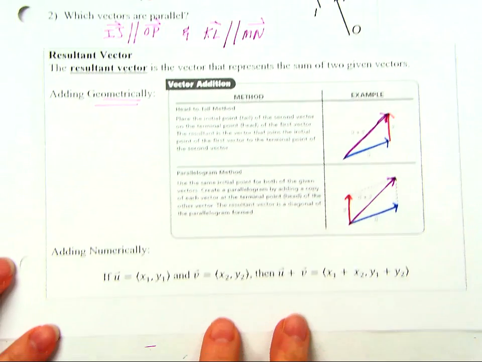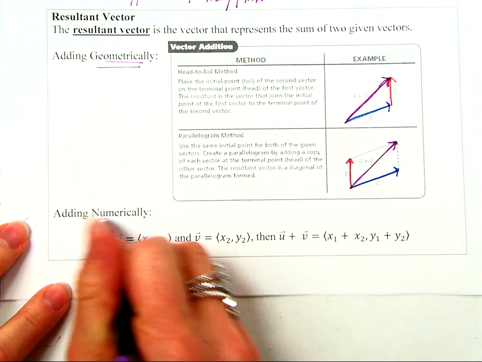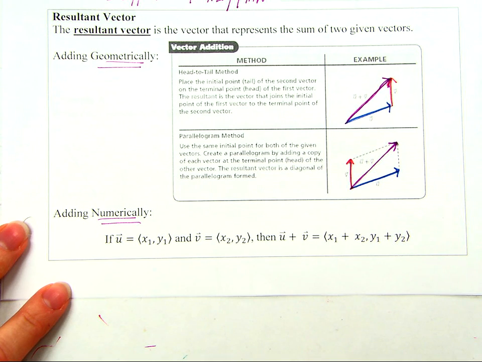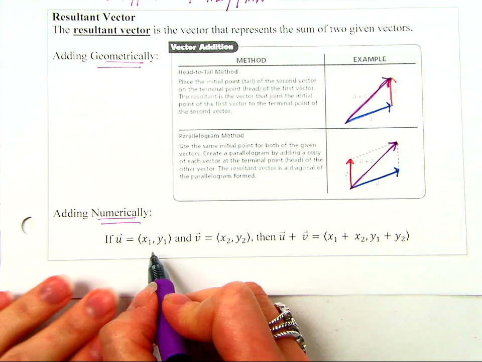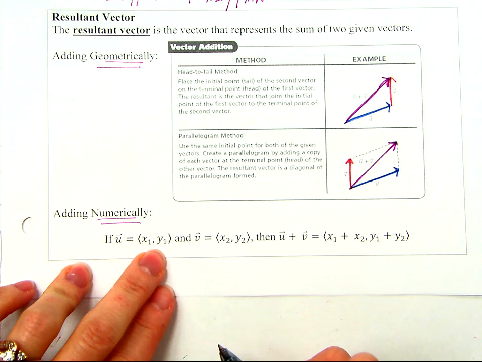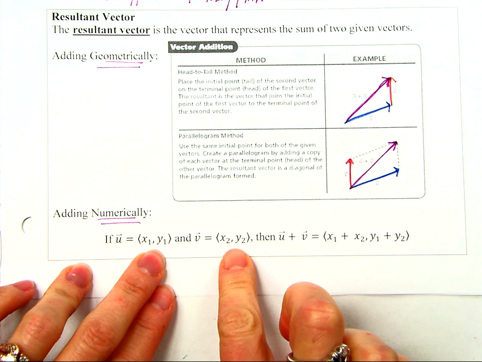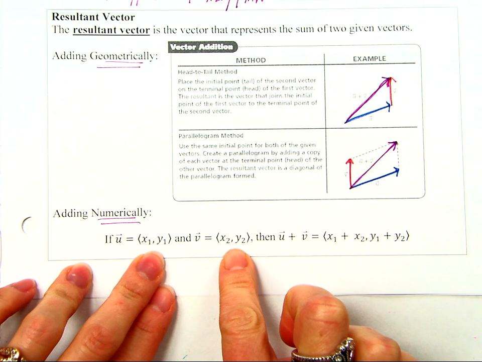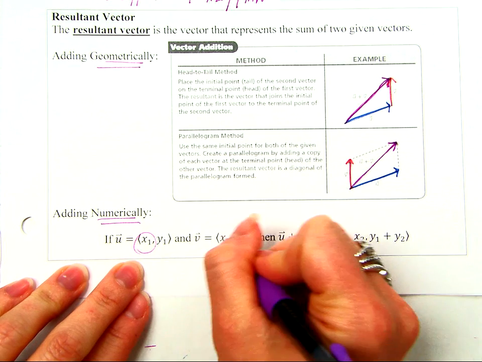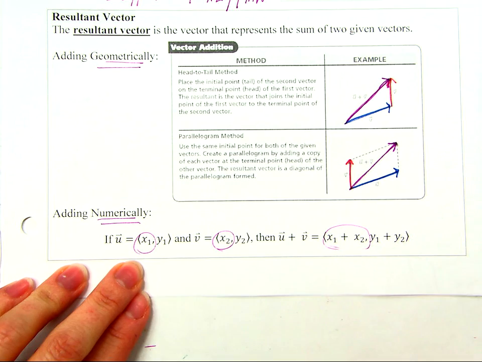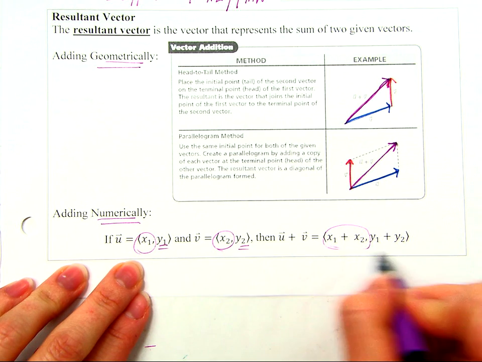If your vector is written in component form, we can actually add it numerically. Here, if I were adding numerically my vector u and my vector v, you just add your x's together, right over here, and then you add your y's together.